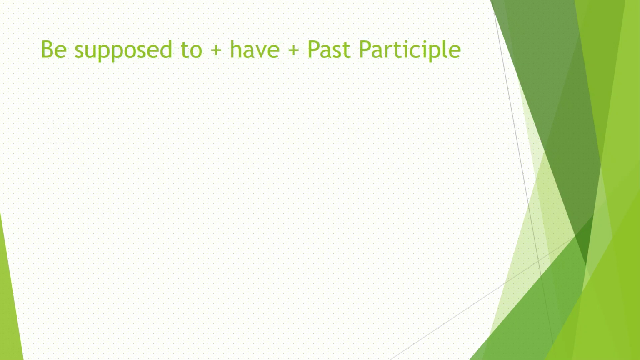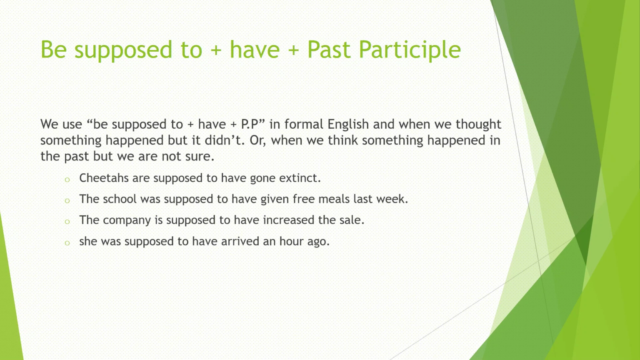Now, be supposed to plus have plus past participle. Past participle is like, for example, go, went, gone. We're talking about gone, the third form of the verb. Drink, drank, drunk. We're talking about drunk. We use it in formal English, and it's a bit uncommon. It's not very common, and we don't use it very often, but still, we use it when we thought something happened in the past but it didn't, or when we think something happened in the past but we are not sure.